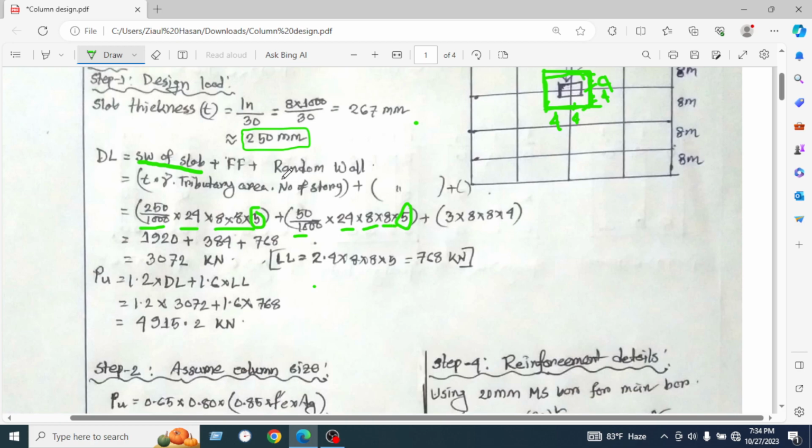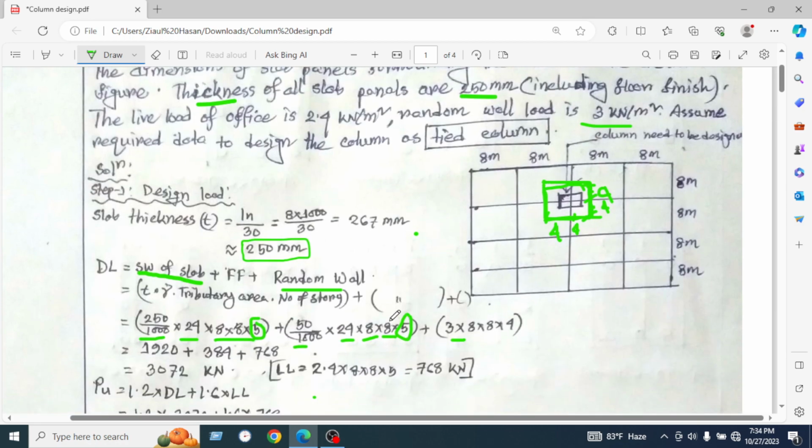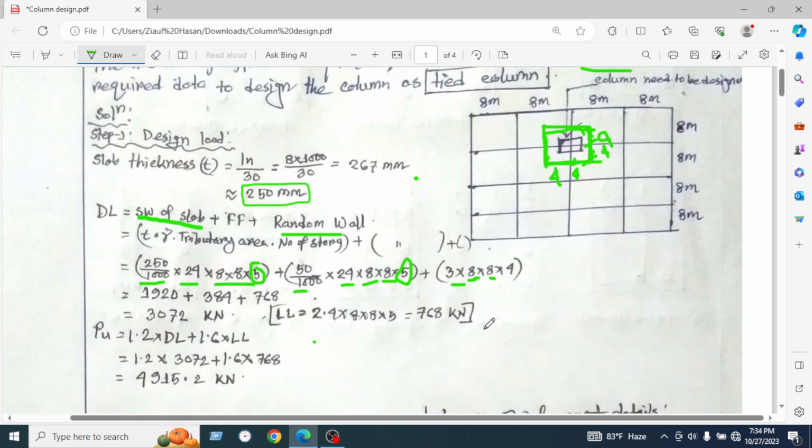And for the partition wall, 3 kN per meter square is given here, or we will take this from various codes such as ACI 318-08 or ASCE 7-05 or BNBC 2020 or other codes in your local code. And 8 into 8 in the same way is the tributary area. 8 means the x direction length and the y direction slab length, and we will use 4.